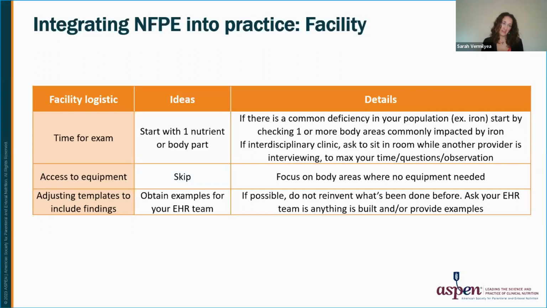Some people get hung up on getting access to the equipment that they would really like to use. If you don't have the equipment, just skip it. Focus on those body areas where you don't need equipment. Keep advocating for access or better access to what you need, but once again, just get started, get in there and do what you can. And then there's adjusting the electronic health record templates to include nutrition-related findings. My idea for this is to obtain some examples for your EHR team if you don't have them. And if possible, please don't reinvent what's been done before, but I know sometimes that is simply required.